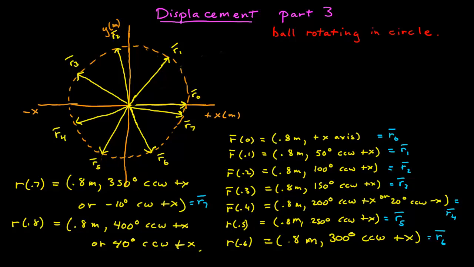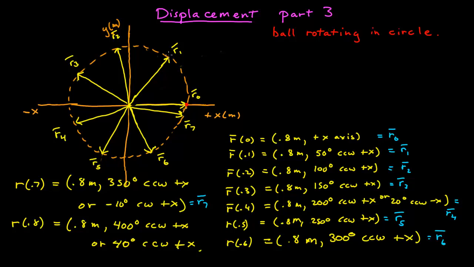In this third video on displacement, I want to take a look at circular motion. Remember we looked at this example before. This is a ball rotating in a circle, and I've brought back the vectors that we used to describe this motion last time. With the ball starting at this point at t equal to 0, it rotated 50 degrees every tenth of a second.